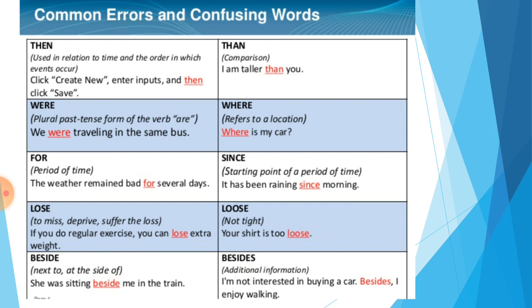Now we will see the difference between these words. THEN, THAN. Then is used in relation to time and the order in which events occur. Example, click create new, enter inputs and then click save. Here THAN is used for comparison. I am taller than you.